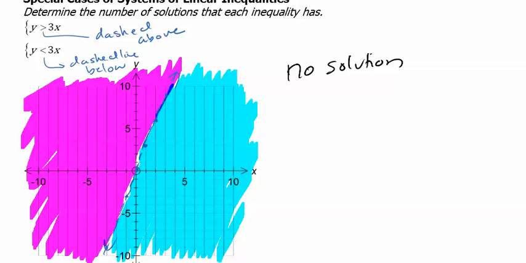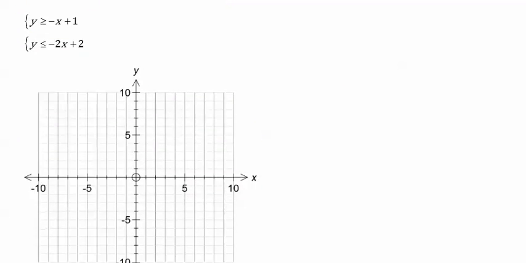Let's look at the next one. I have y is greater than or equal to negative x plus 1. So let's graph that one. I'm starting at a y-intercept of 1, and negative x plus 1, that's down 1, right 1, down 1, right 1. So that one is looking like this.